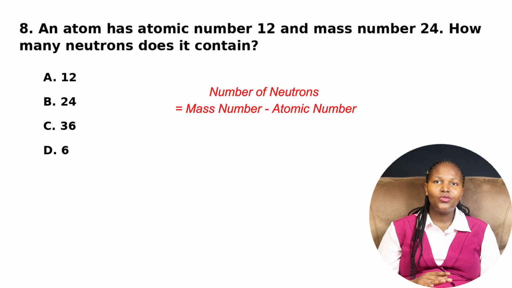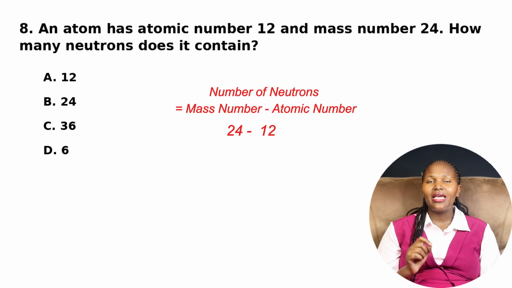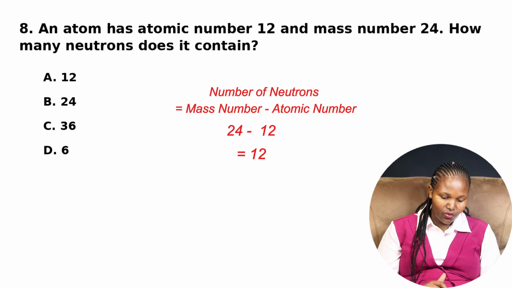So here what are we going to do? We are going to take the mass number, which is 24, and then minus the atomic number, which is 12, and then we get 12. So the correct answer is A, 12. Why? Because it is mass number 24 minus 12 atomic number, we get 12. So for question 8, I won't explain much because you just need to master that formula.